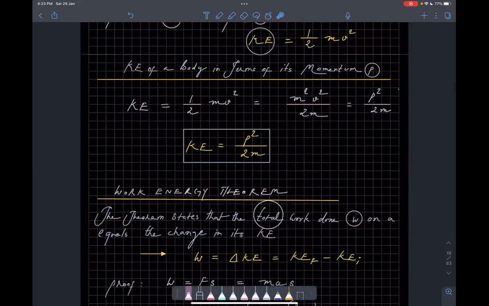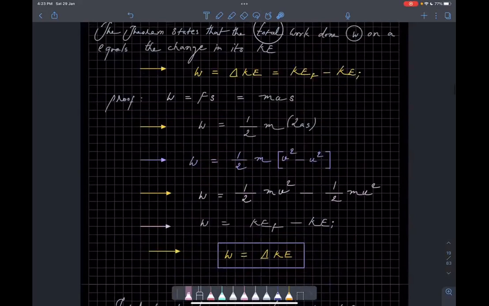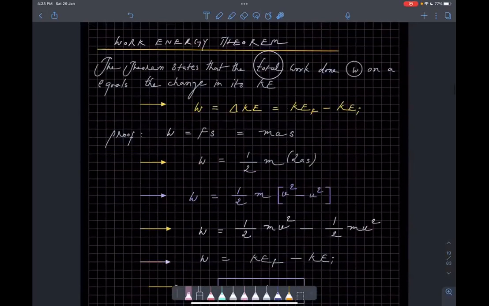Now, if this is the work energy theorem, instead of taking the initial velocity as 0, I'll take the initial velocity as u. So this is the same derivation but in the opposite order. We are deriving in the opposite way. First I'm writing work done is equal to f into s, and f I'm writing as ma from Newton's second law. Correct?